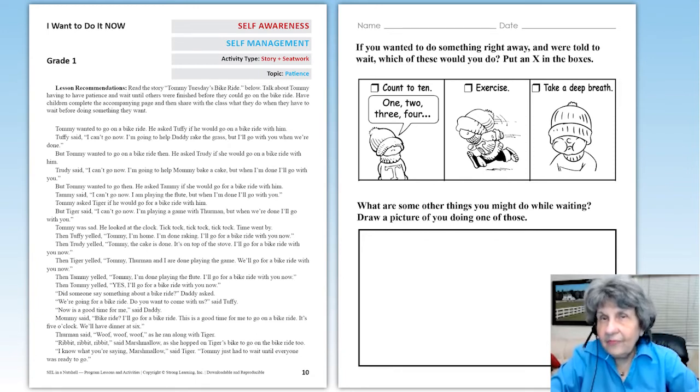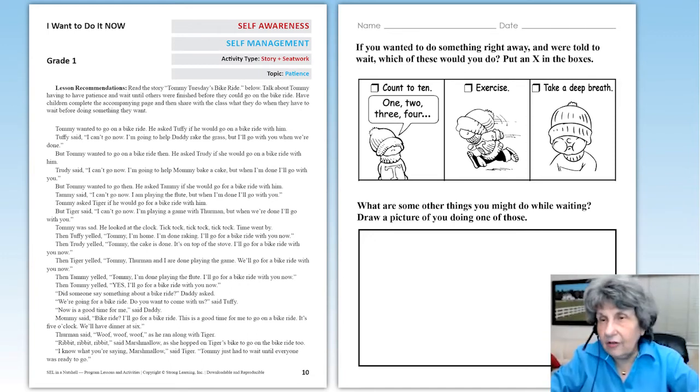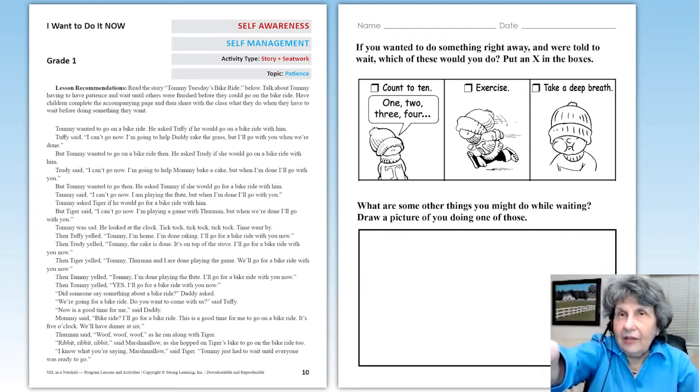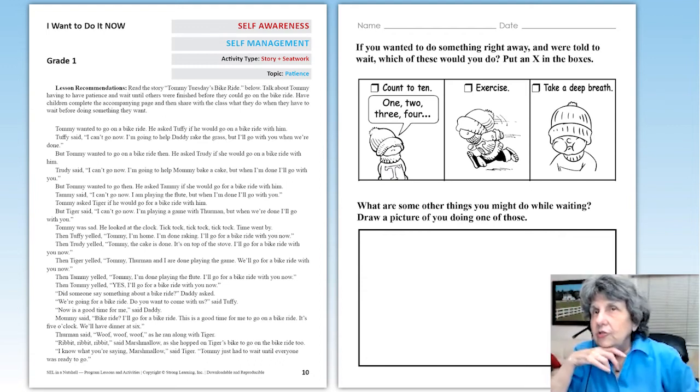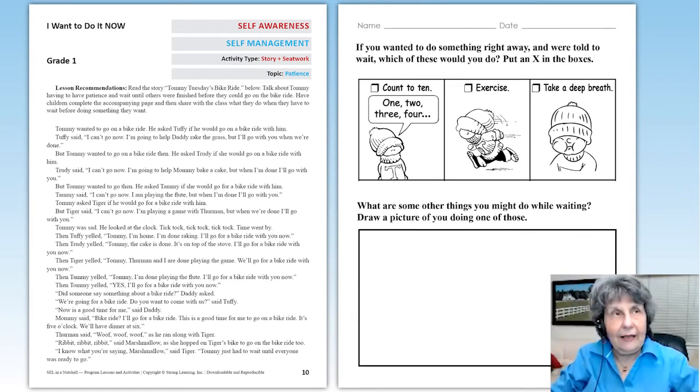How do you cope? And of course, at that point, finally someone says, okay, I'm ready. I can go now. And they all go out on the bike ride. The page that the children will have: if you wanted to do something right away and were told to wait, which of these would you use? And then the whole class can talk. You could count to 10. You can exercise, take a deep breath, and then draw a picture of what you would do. Pull the child in again.